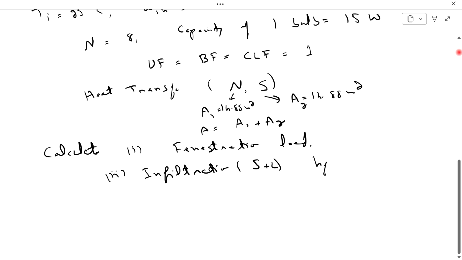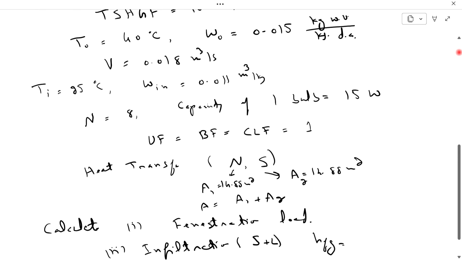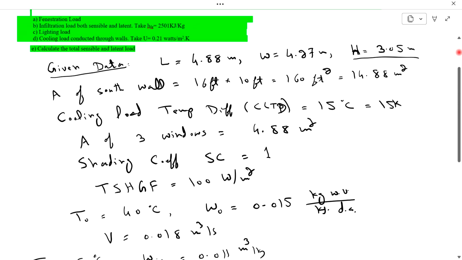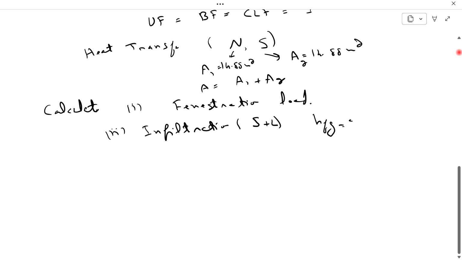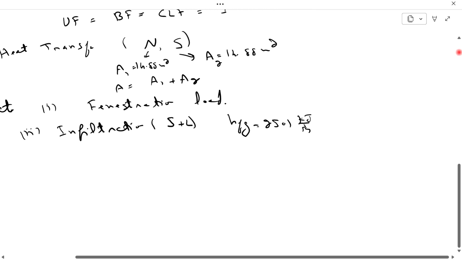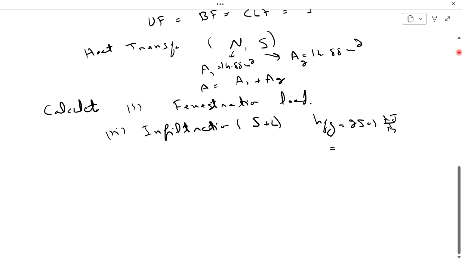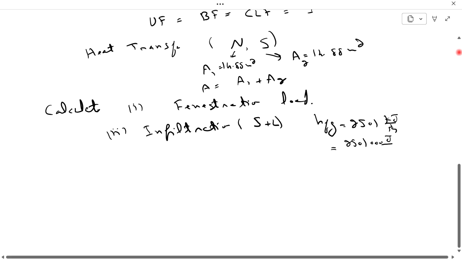And hfg, latent heat of vaporization, is given to us as 2501 kilojoule per kg, and in joule per kg it is 2501000 joule per kilogram.